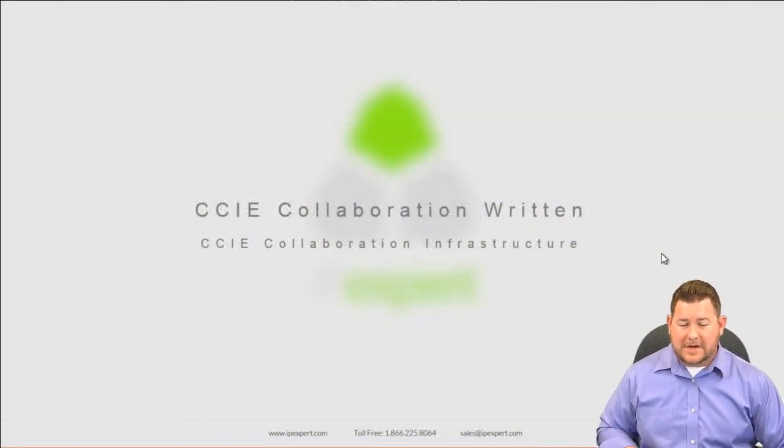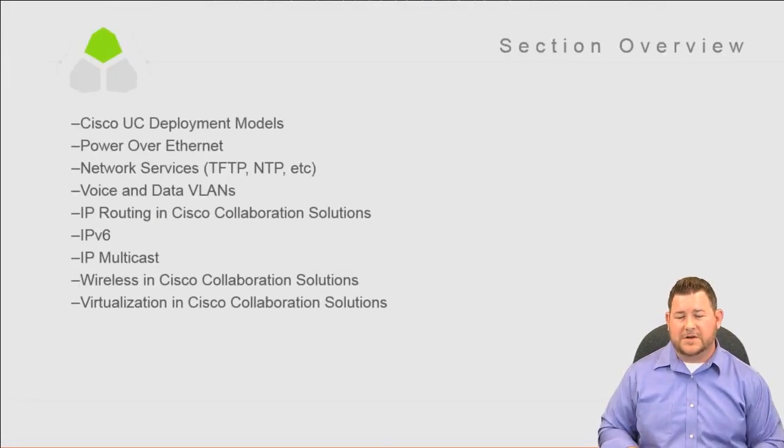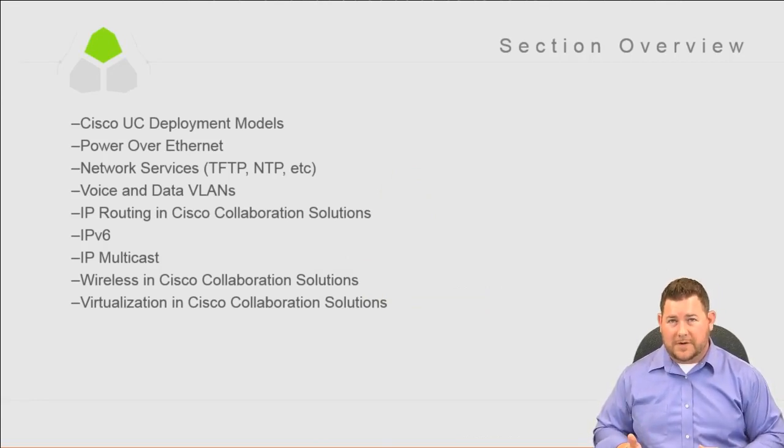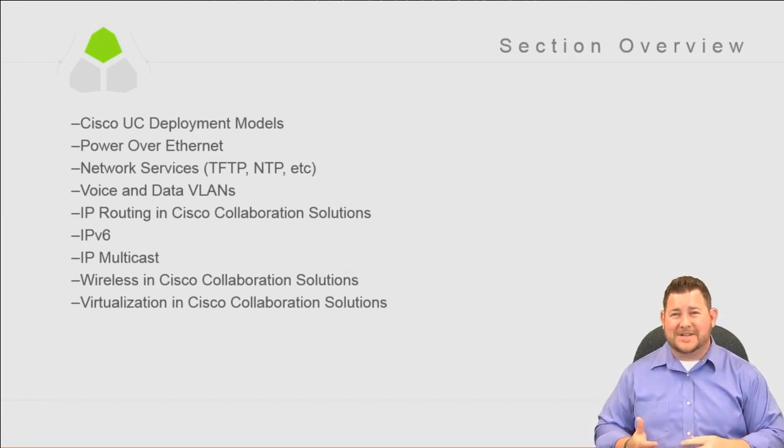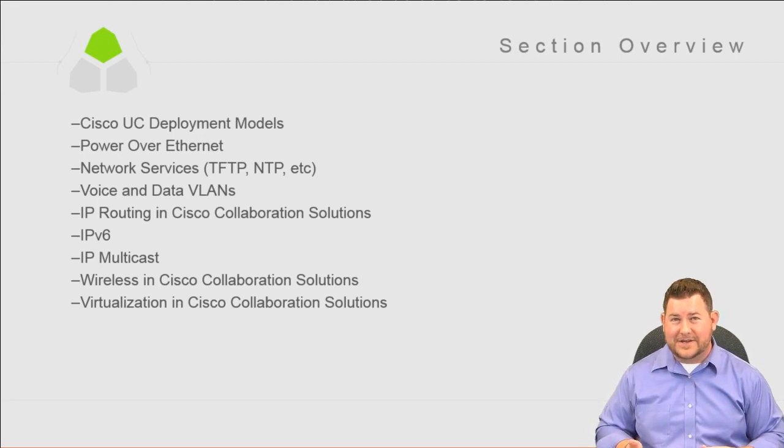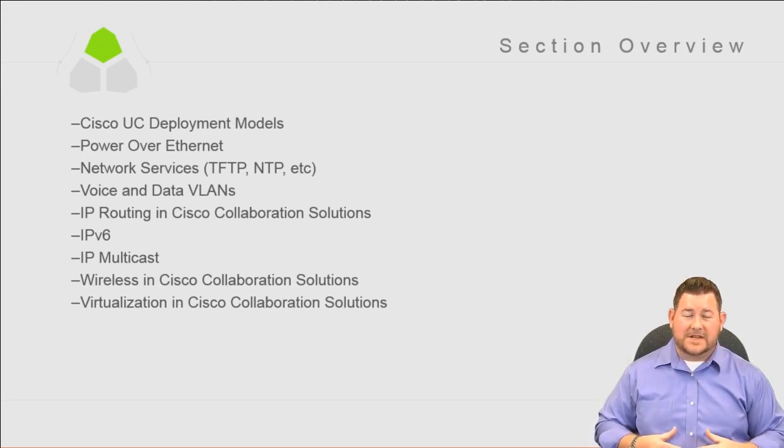All right, so I got the slides up now for the collaboration infrastructure section. Collaboration infrastructure is going to talk about UC deployment models. We're going to talk about power over Ethernet, which is how you power your phones, of course. Your network services such as TFTP, NTP, DHCP, voice and data VLANs. We're going to talk about how you get those phones to register and the traffic to go over those networks using voice and data VLANs. IP routing and Cisco collaboration solutions.